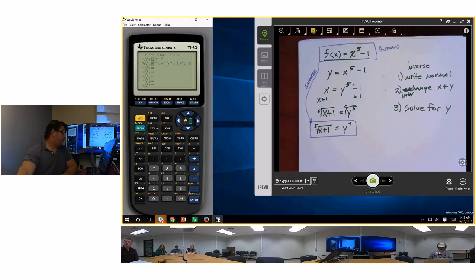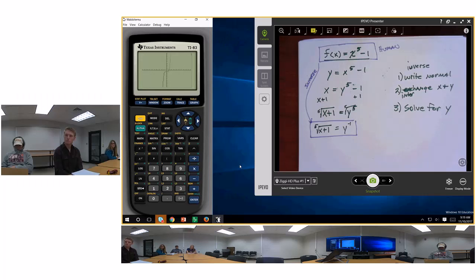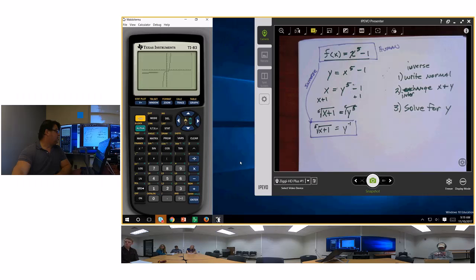And graph. There's that function, and then the other function is going to be exactly symmetrical, but it's going to be the opposite reaction. Okay? It's just symmetrical. They're both symmetrical. And that's what you need to be able to see.